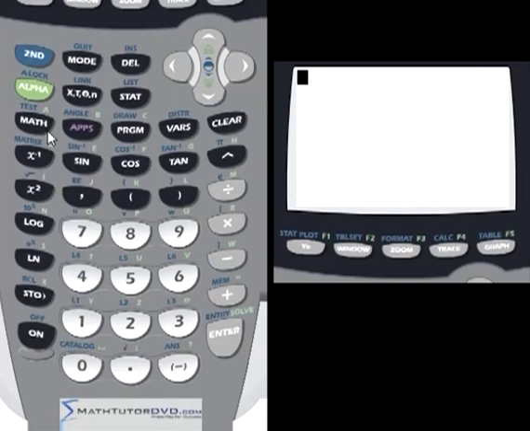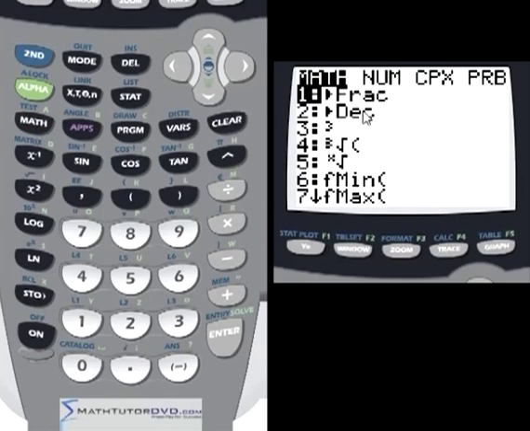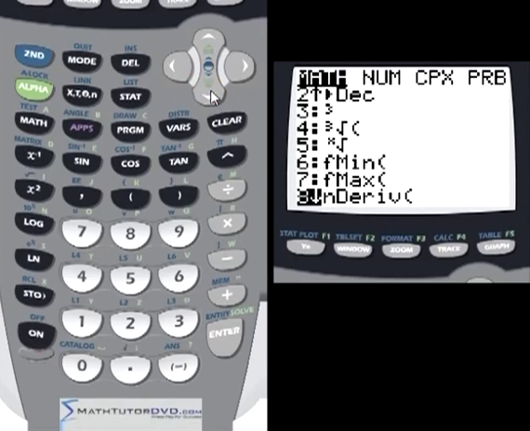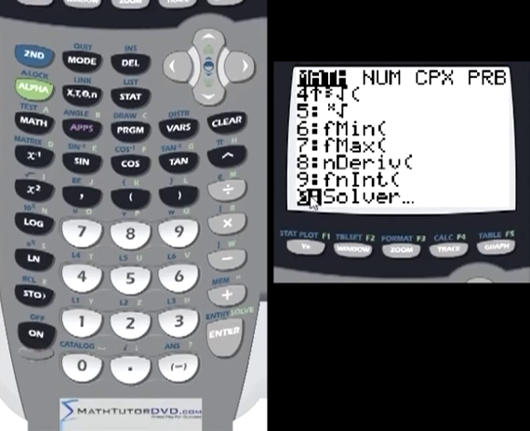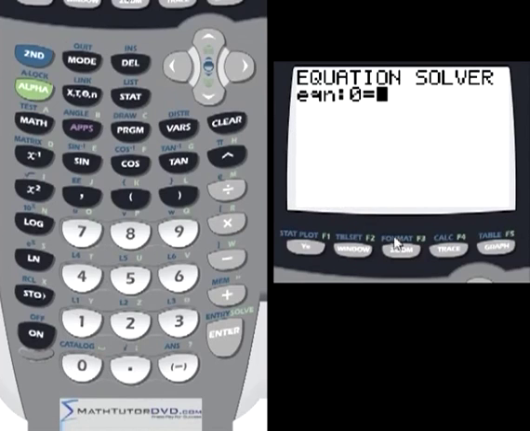So what we need to do to use the equation solver is to go into the math menu, and it's right here in this first little submenu, math. And if you go down here, past fmin, fmax, it's the very last one. It's 0 here. So you can scroll down and hit enter, or you can just hit the 0 button for the equation solver. So let's go ahead and press 0 here, and we'll go into the equation solver. So this is where we want to be.